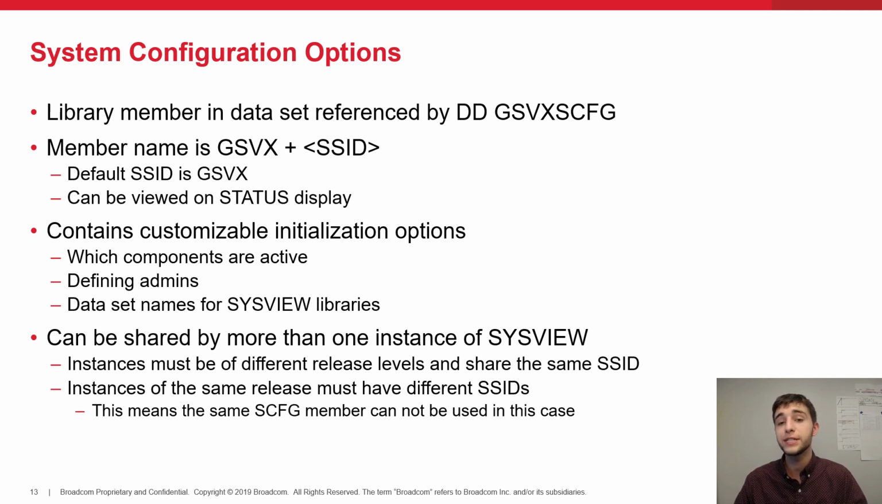This member can be shared by multiple instances of SysView, but only under certain conditions if the instances are in the same LPAR. If two instances are running on the same LPAR, they must be at different releases in order to use the same subsystem ID. If the instances are running at the same release, then they cannot use the same SSID, meaning they cannot share the same system config member.